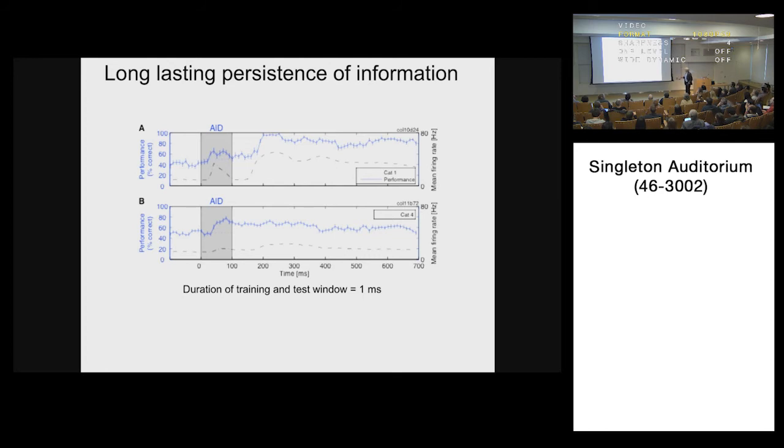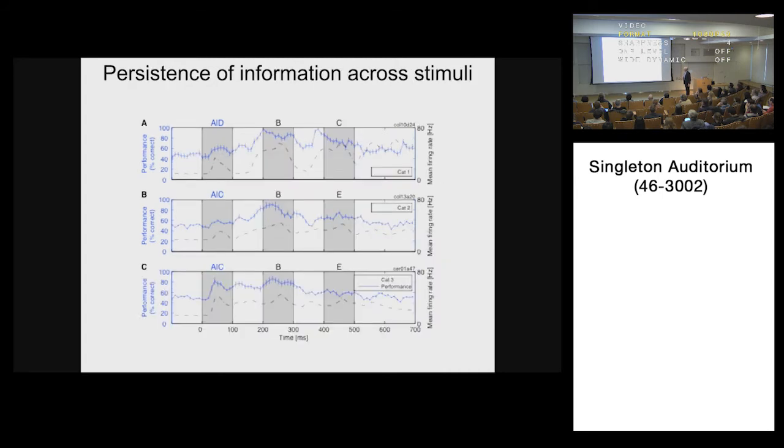And the first surprising finding was that even though the stimulus was only 100 milliseconds, we were able to classify and to decide whether the first stimulus was an A or a D or whatever number we had shown over up to 1 second. So the information was continuously present in the network, probably through reverberation.